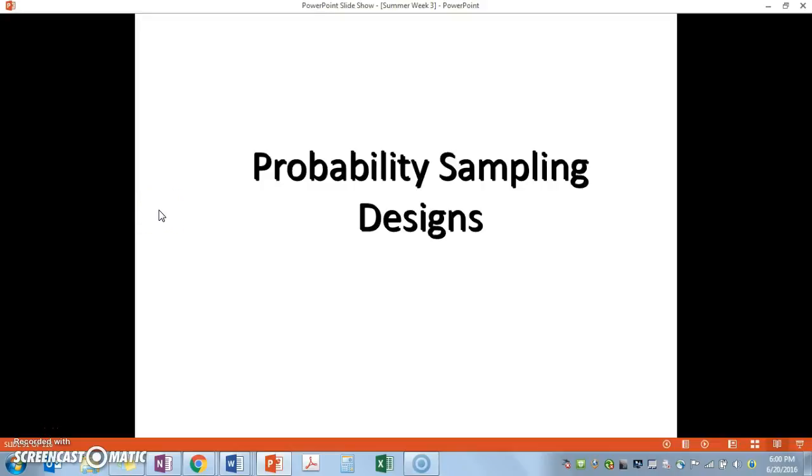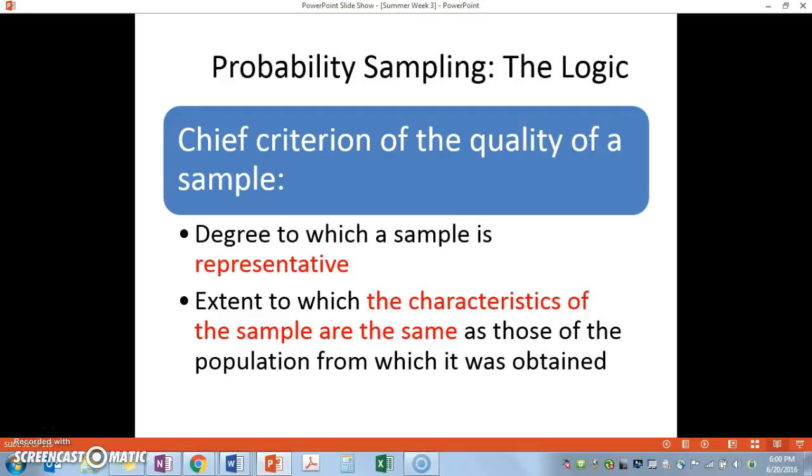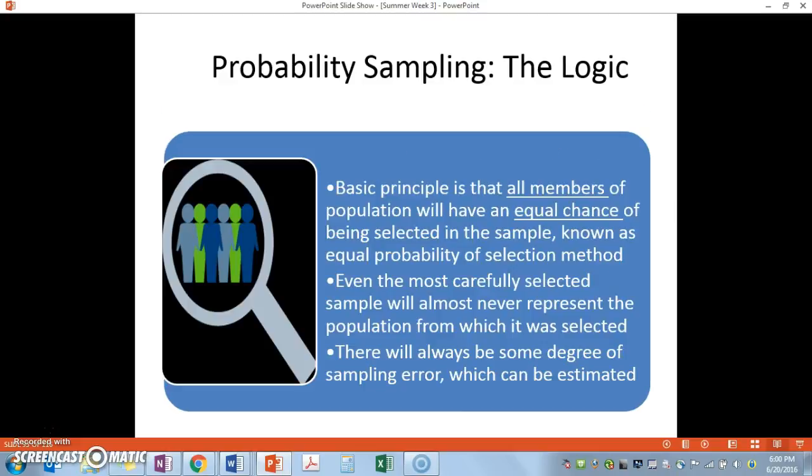All right, so let's talk about probability sampling designs. When you're talking about probability sampling, basically you're talking about the way that you pick a sample in such a way that you can address that generalizability that we talked about, the degree to which the sample will be representative, and the degree to which the characteristics of the sample, so the race, gender, income, personalities, will be the same or as close to the same as possible from the population you're getting that sample from.